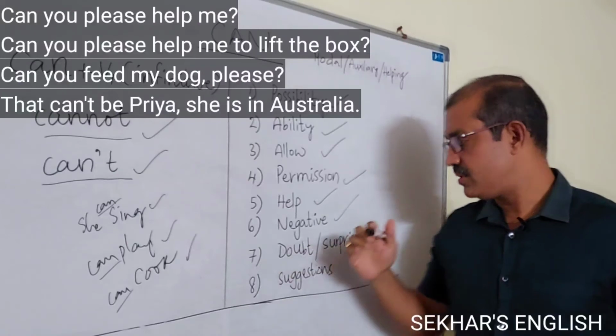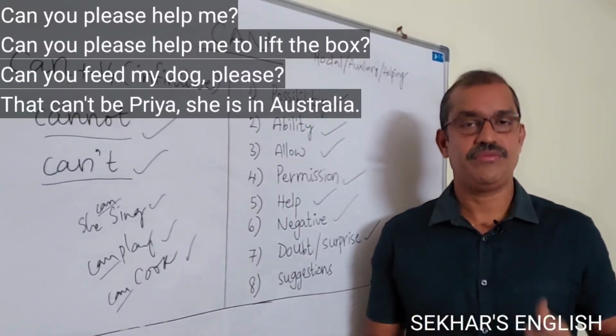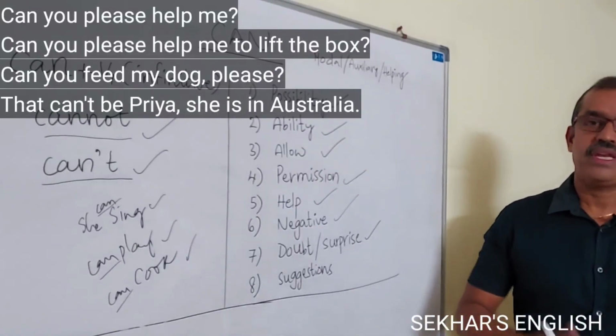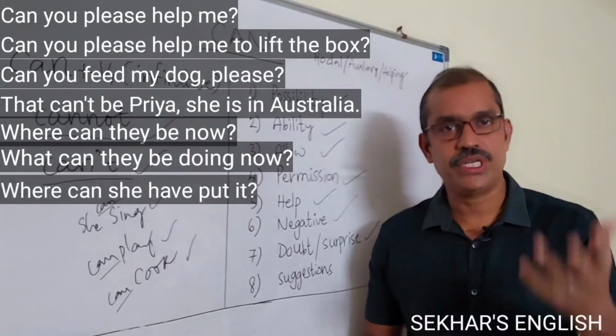Let us see the next one, doubt or surprise. To express our doubt or surprise, we can use can. For example, where can they be now? What can they be doing now? Where can she have put it?